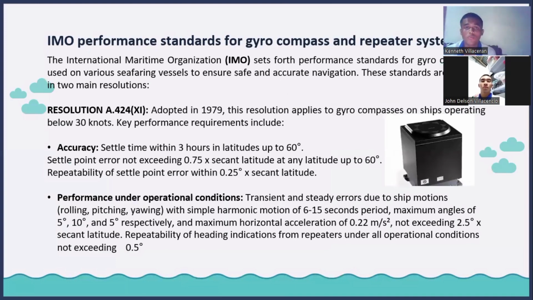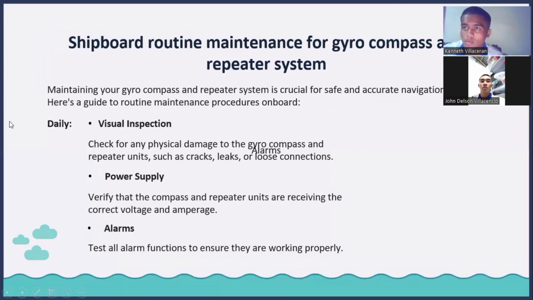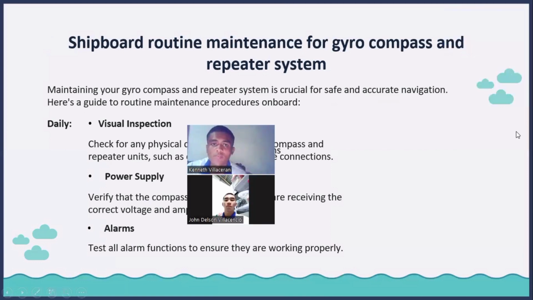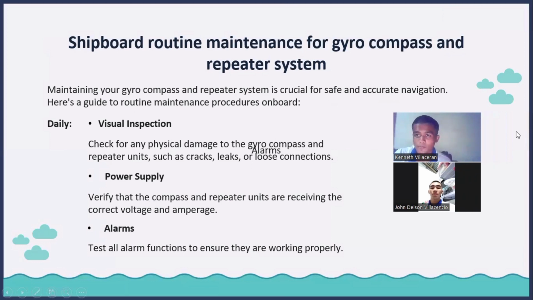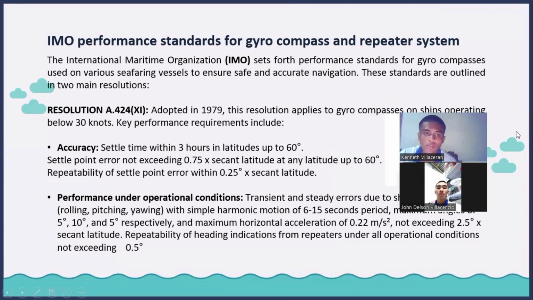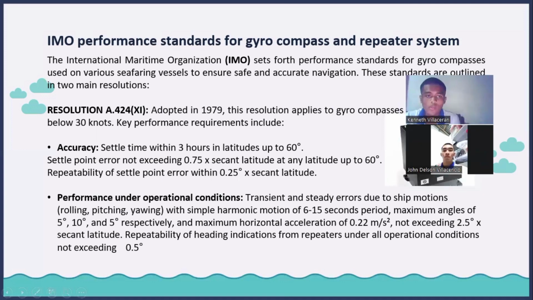Now, IMO standards for gyro compass and repeater system. The International Maritime Organization, or IMO, sets performance standards for gyro compass use on various seafaring vessels to ensure safe and accurate navigation. These standards are outlined in two main resolutions.